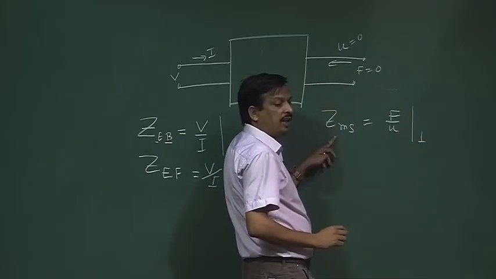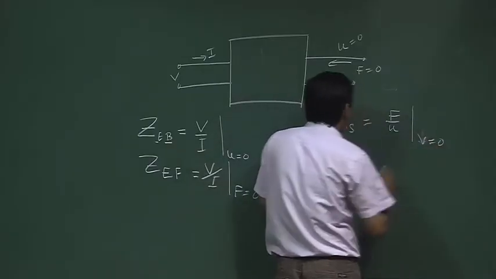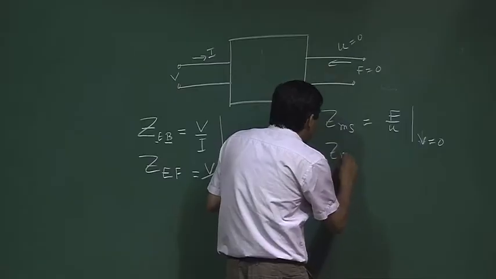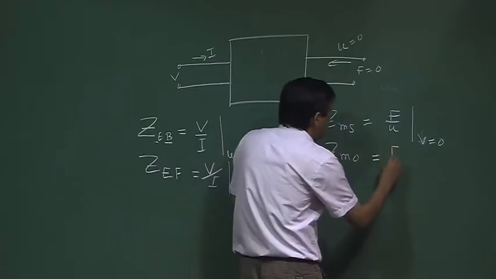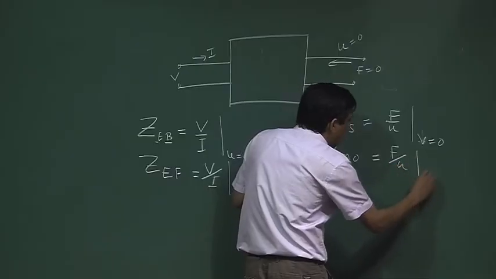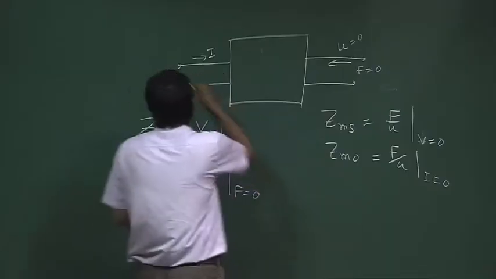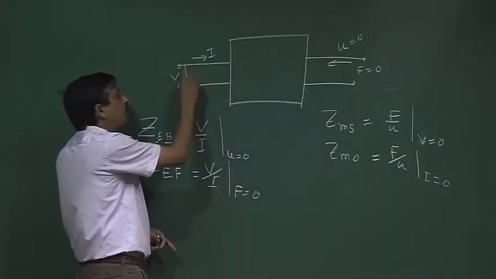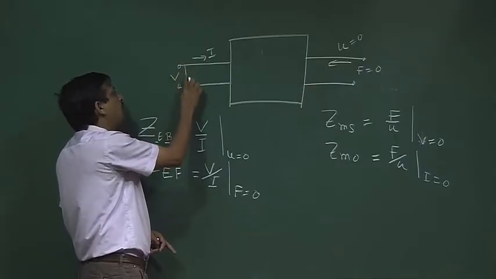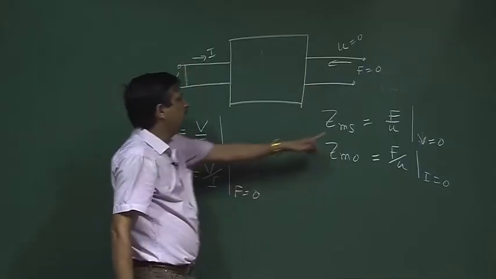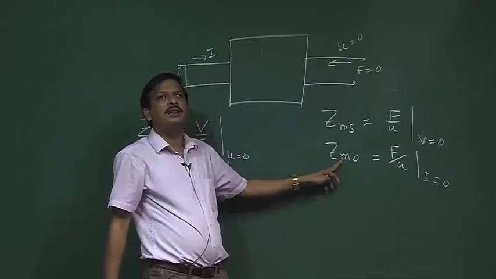If it is short circuit, then it is nothing but voltage equal to 0. Then ZMO, open circuit mechanical impedance, is F by U when I is equal to 0. If I make it short circuit, then the voltage acting on these two plates will be 0. So the voltage is 0 means short circuit mechanical impedance, versus open circuit mechanical impedance.